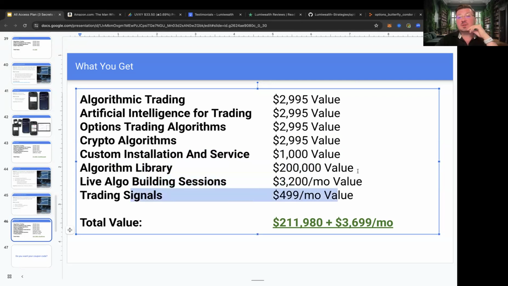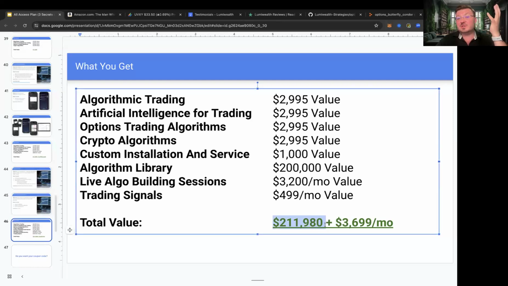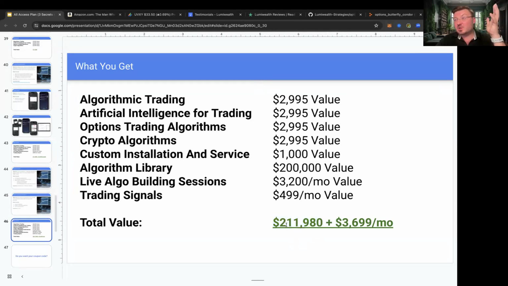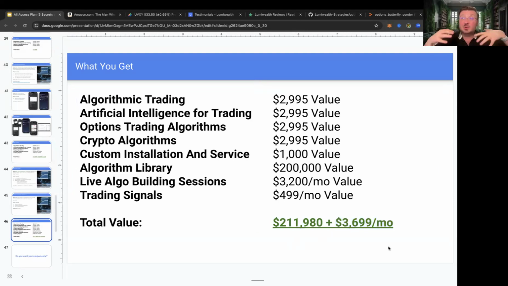And then we have our trading signals, which if you went to another company to buy trading signals that were anywhere close to what we're doing, you'd be paying at least $500 a month, if not more. When you add all that together, the value behind this is almost $212,000. And you would have to pay an ongoing fee of $3,700 a month if you wanted to recreate this stuff. If you took all the value you're getting from the all access plan and wanted to redo it, this is probably how much you'd have to pay to build all this.